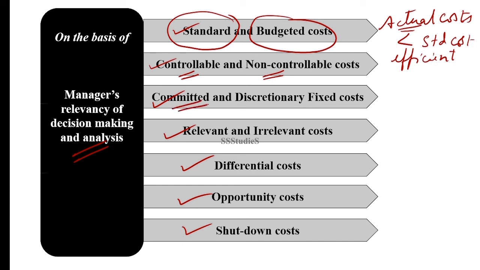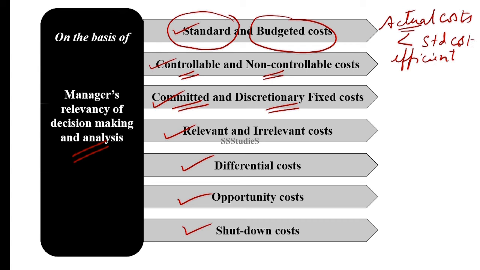The next classification is committed fixed costs and discretionary fixed costs. Now, committed fixed costs are those costs that are incurred as a result of commitment of the organization in particular fixed assets, or any other long-term requirements of the company. This arises because the organization wants to create a capacity, production capacity. Like, for example, when you are investing money in fixed assets, you are planning to spend money on fixed assets because you want to expand your volume of production.